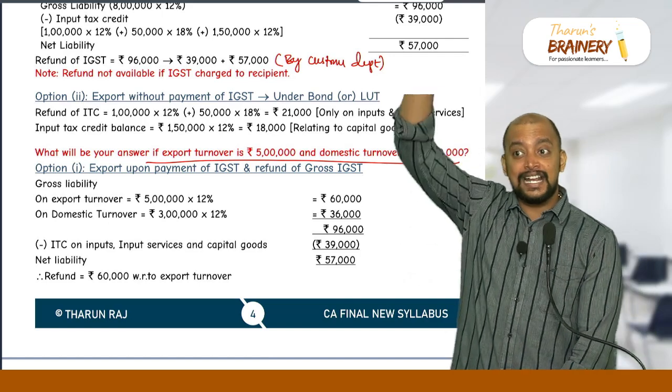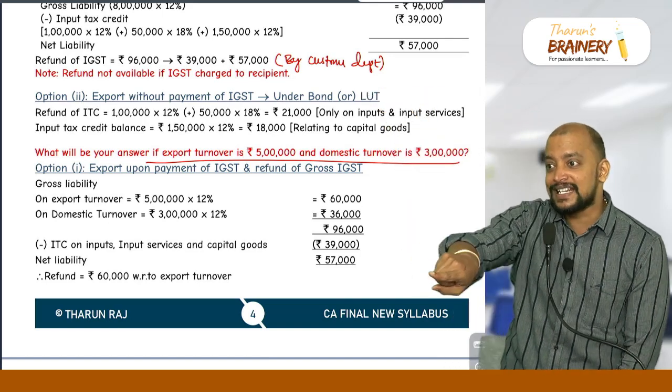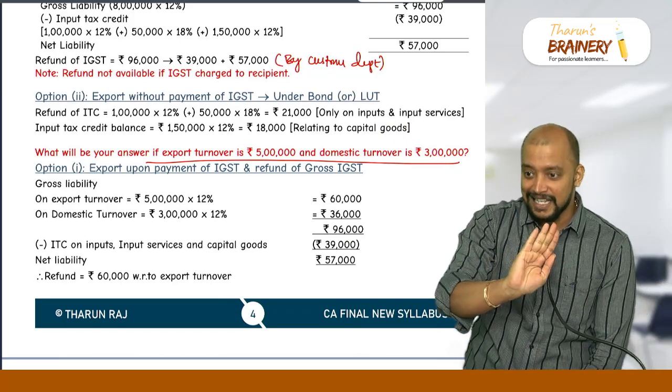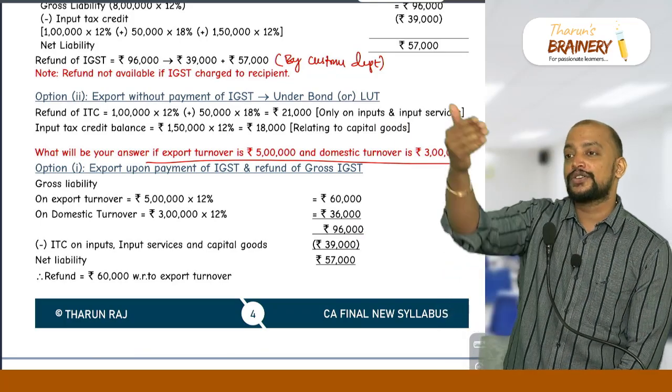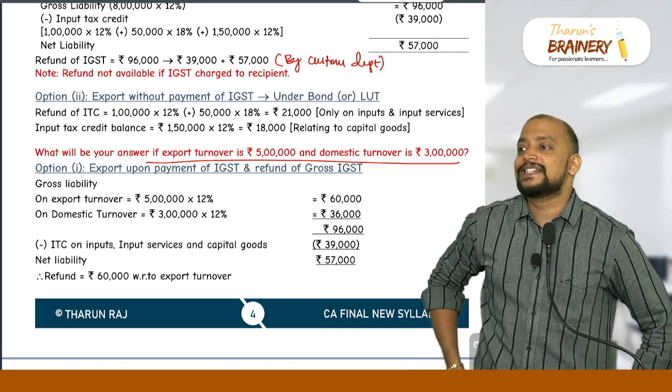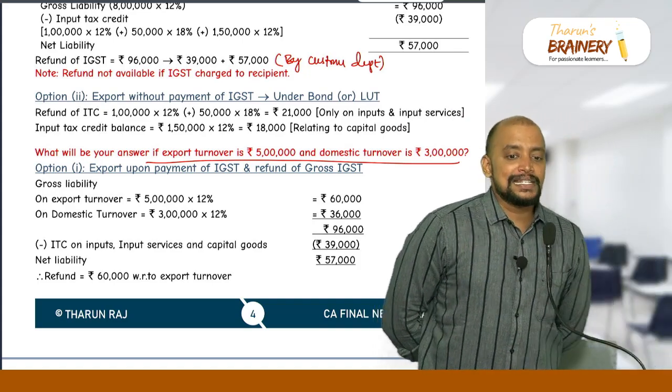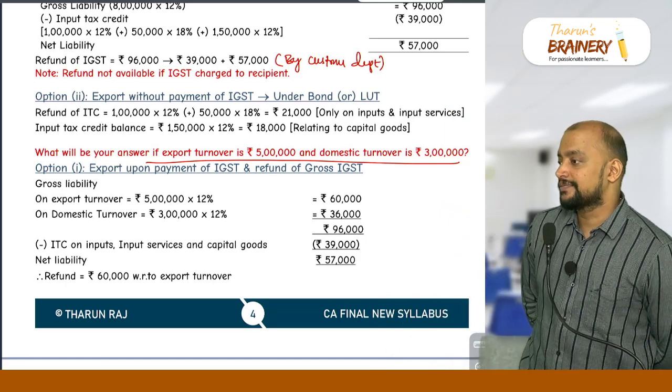Why? 39,000 you had. You spent 36,000. What is the balance that is there? 3,000. So you will get the refund only 3,000. So write down below: balance in ITC before refund. Balance in ITC before refund.